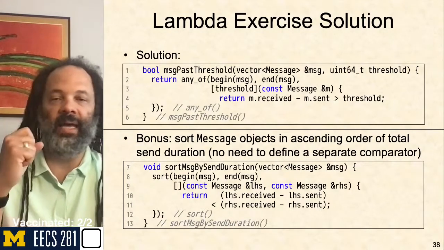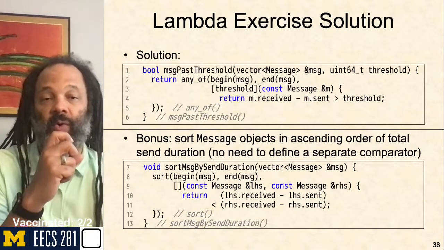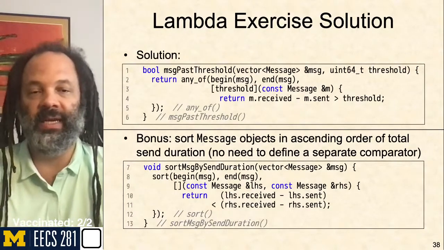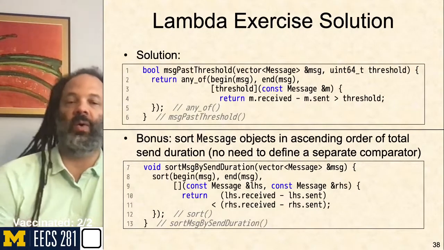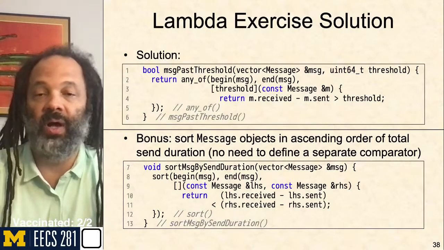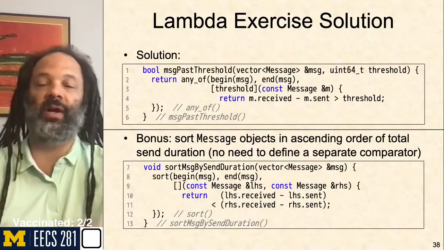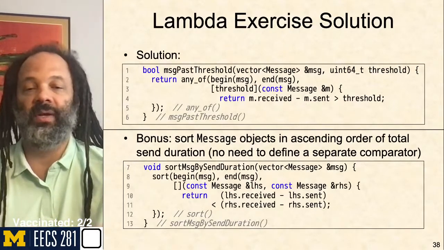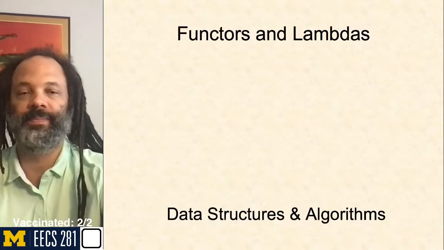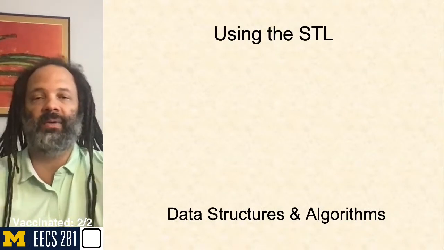It calls any_of, uses a capture to include that threshold, and it also uses a lambda there to do the subtraction of sent from received in comparison to the threshold. So this is how it gets done. This is a way that you could also turn around and sort those things by using a similarly constructed lambda that manages received minus sent on two messages, so we can know how to put them in a proper order. That's functors, that's lambdas, that's what we have to talk about.